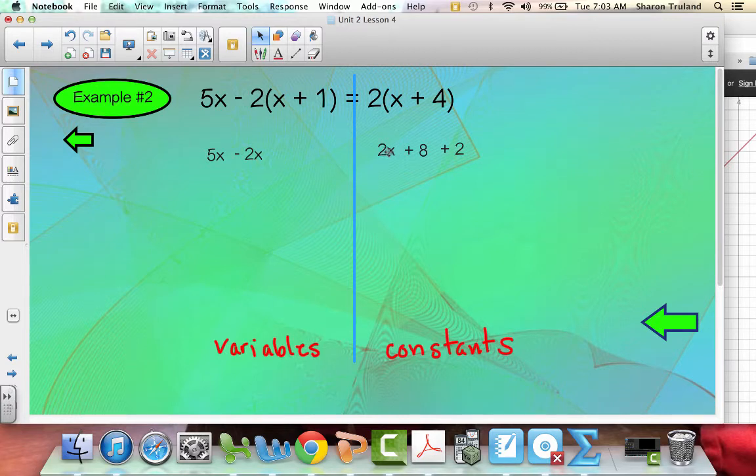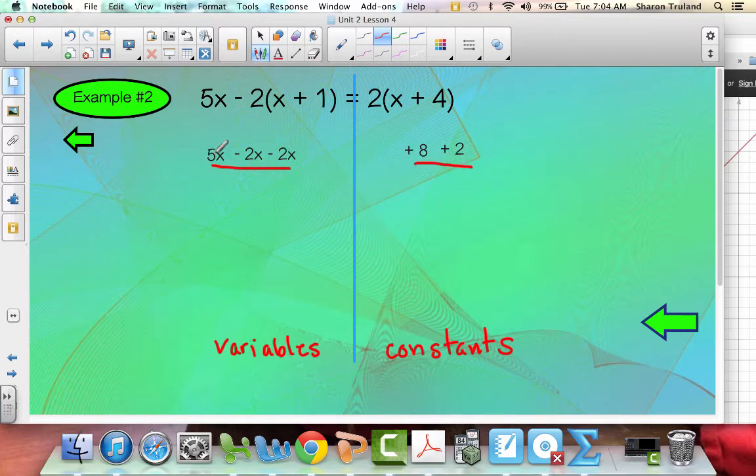Moving to the right side, 2x. Is 2x a constant? No, it's a variable. So we have to do an inverse operation to move it to the other side. Since it's a +2x, its inverse is going to turn into -2x. There, we have it. We've got all our variables on one side. We've got all our constants on the other.